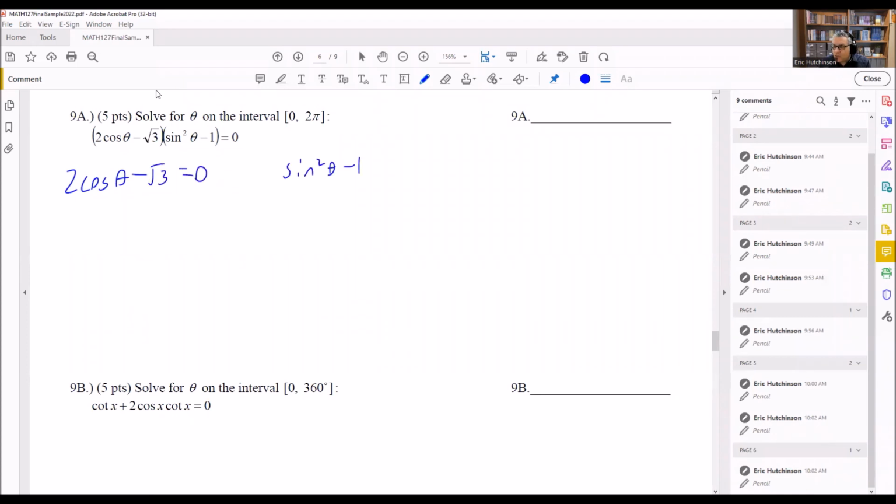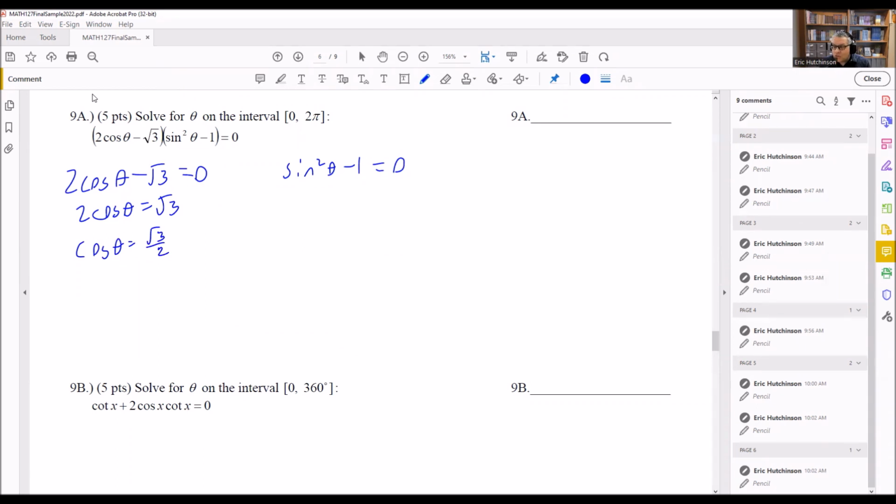Sine squared theta minus 1 equals 0. If it's already factored, immediately just set each one equal to 0. You can just do that right away. Okay. Now we're going to solve for the trig functions here. So I'm going to get 2 cosine theta equals radical 3. We just add radical 3 to both sides. Divide both sides by 2. Cosine theta equals square root of 3 over 2.